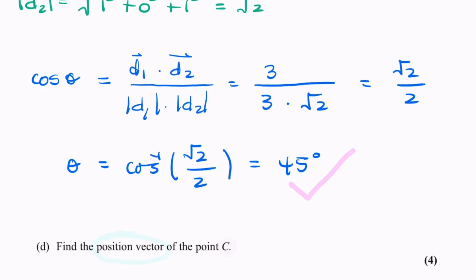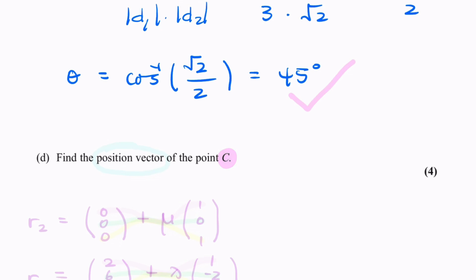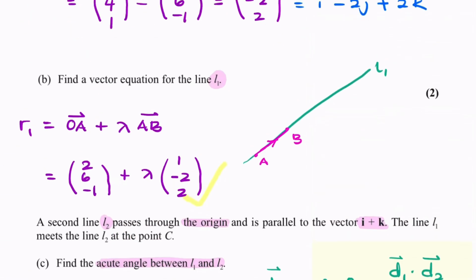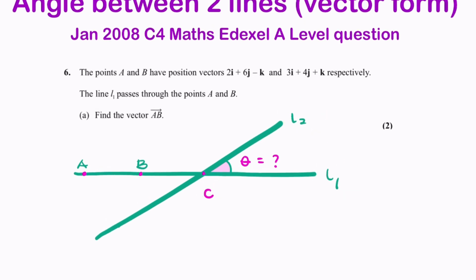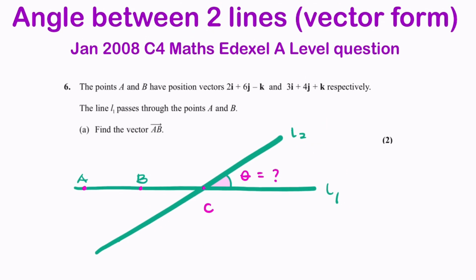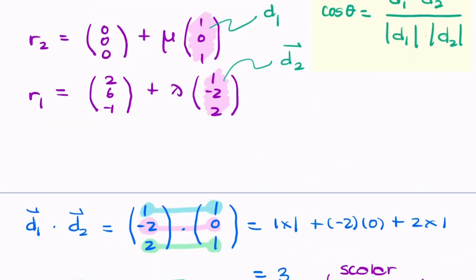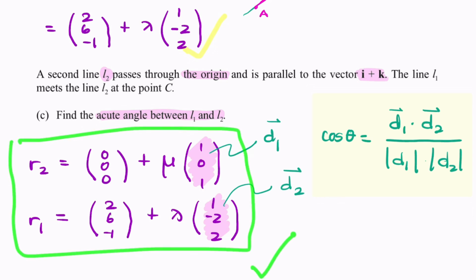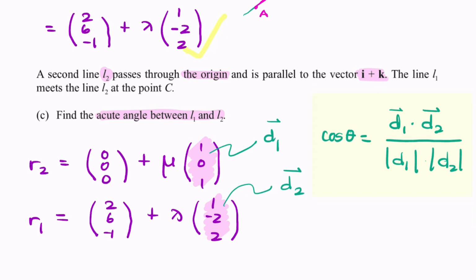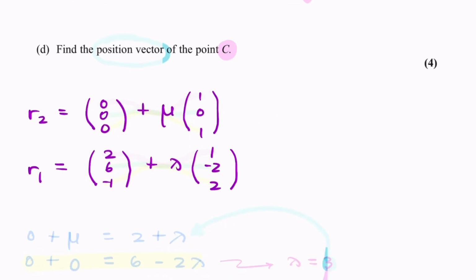The question goes on to say, find the position vector of the point C. The point C is the intersection point. It's where the two lines intersect. So if we look at these two lines, L1 and L2, they meet at this point C. They want the position vector of that point C. So that point C is where both of these lines are true. So R1 and R2, they are both true. So the x-coordinates of R1 matches the x-coordinates of R2, etc.